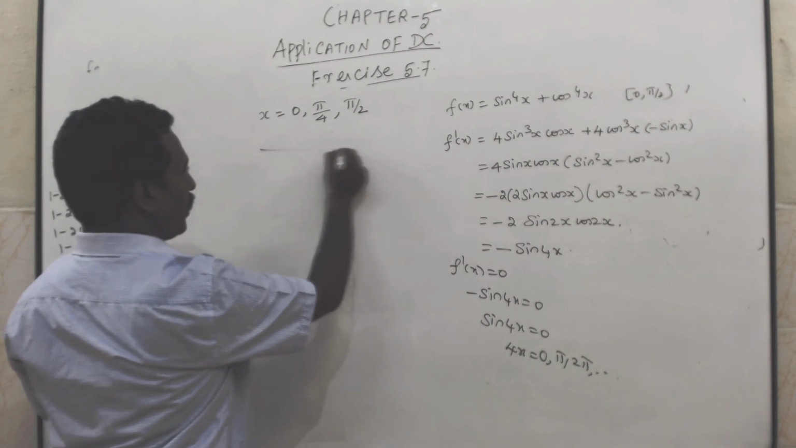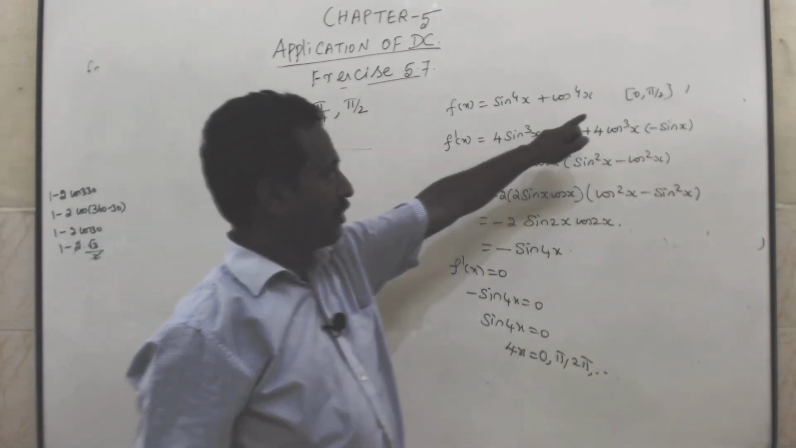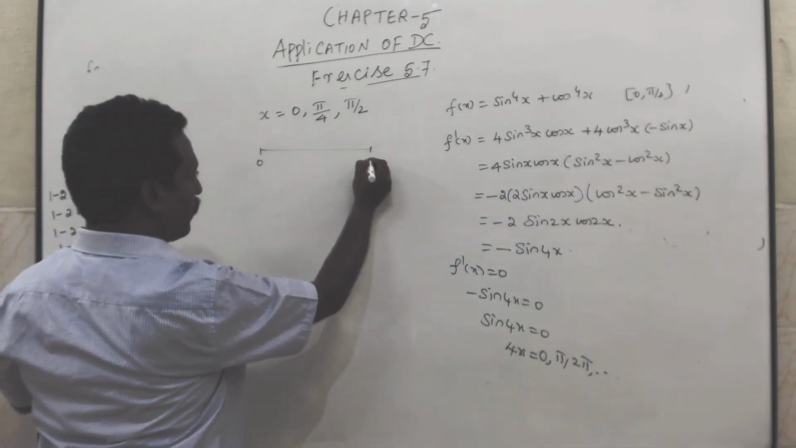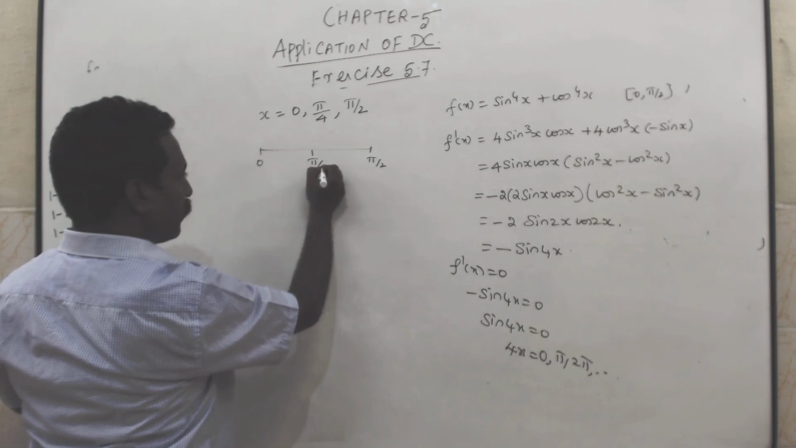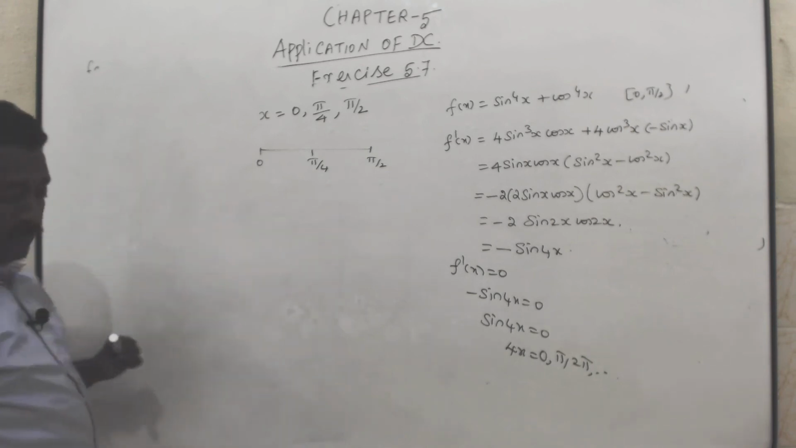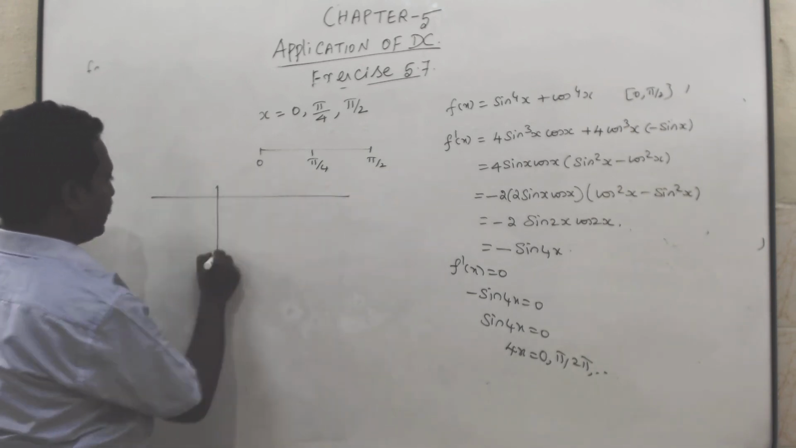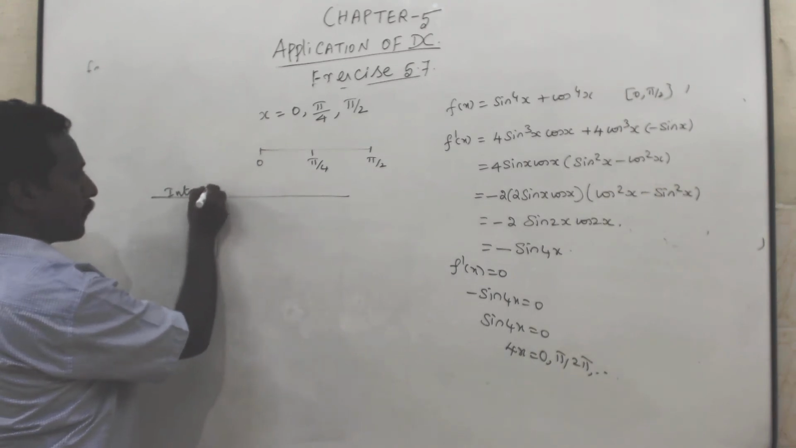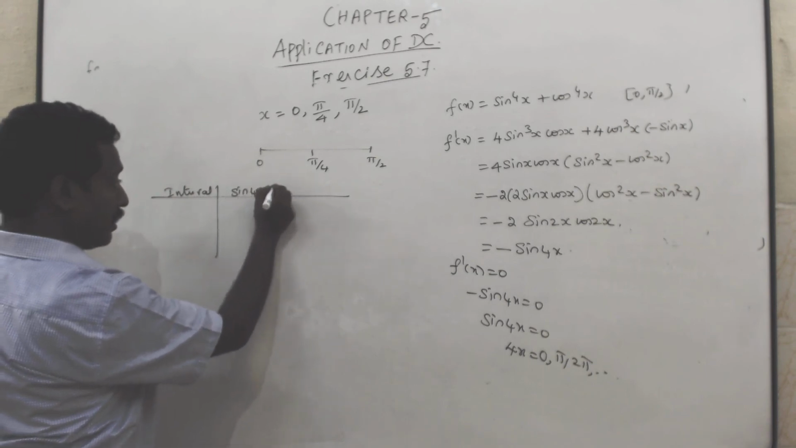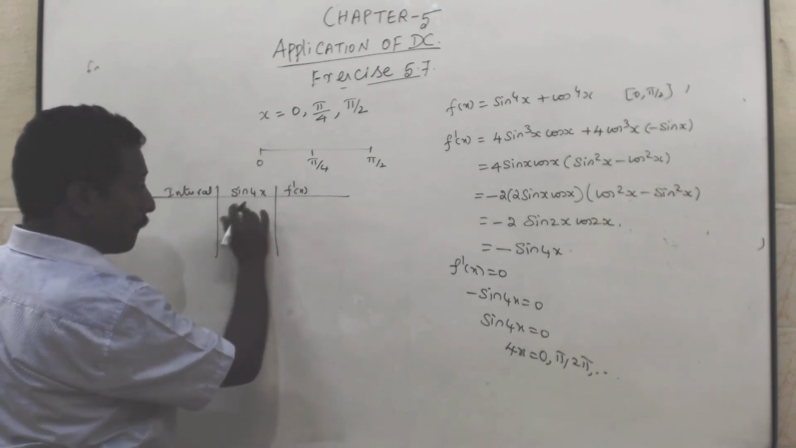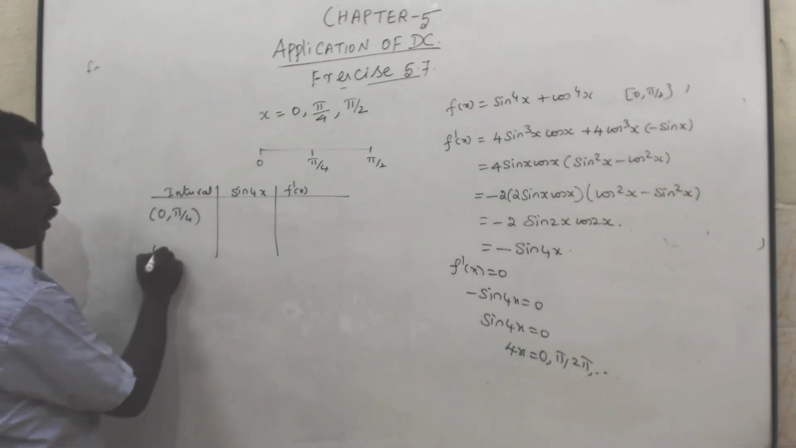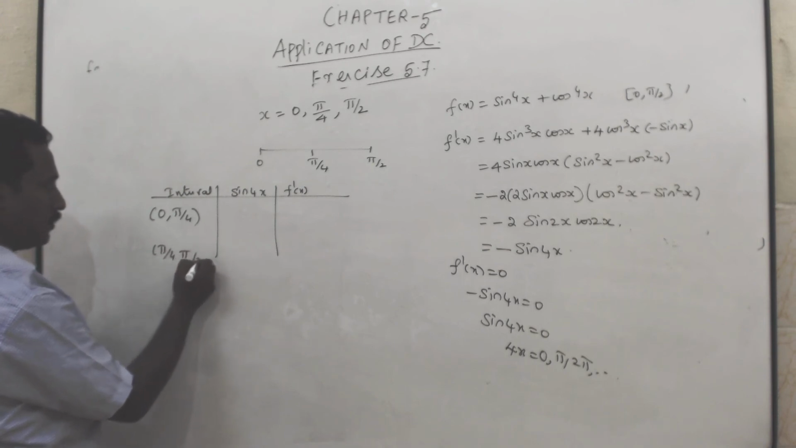Now, draw the number line. We stop here because the given interval is only 0 to pi by 2. It starts from 0, then pi by 2, and in between is the point pi by 4. Now, draw the table. What are the parts of the table? First the interval, then sin 4x, then f dash of x, minus sin 4x. The intervals are 0 comma pi by 4 and pi by 4 comma pi by 2.